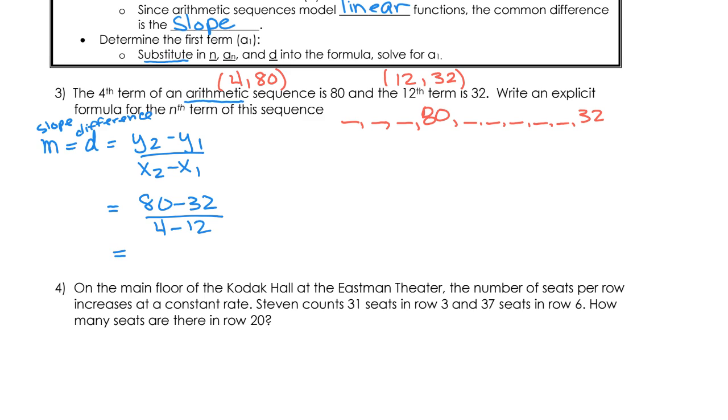80 minus 32 is 48. 4 minus 12 is negative 8. And then when we divide them, we get a difference of negative 6.